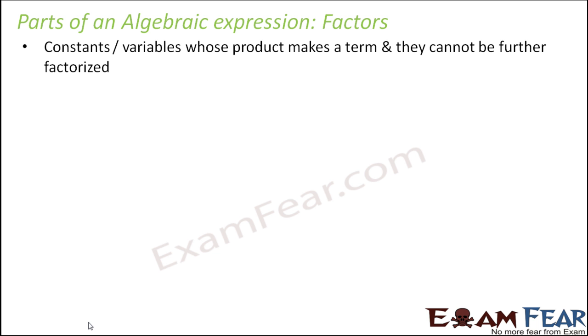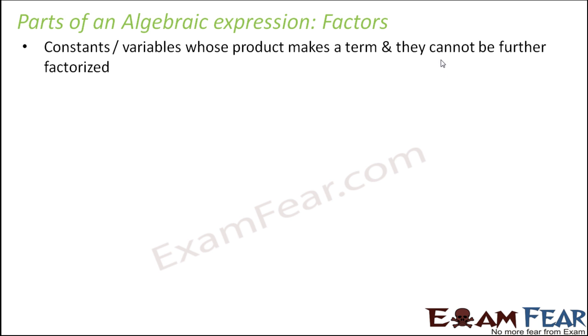The algebraic expression is made up of the terms, which are like the compartments of the train. Now each of those compartments is also formed by something, right? When you look at a train, each compartment is again made up of multiple seats. All of those seats together make that compartment. In a similar way, each term is also made up of different constants and variables. These constants and variables are called factors.